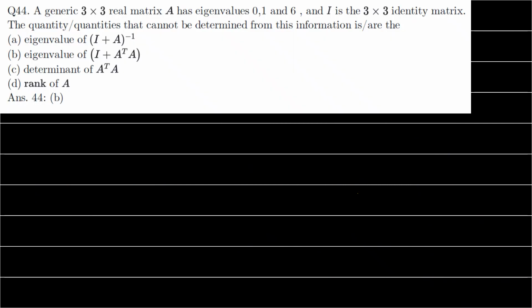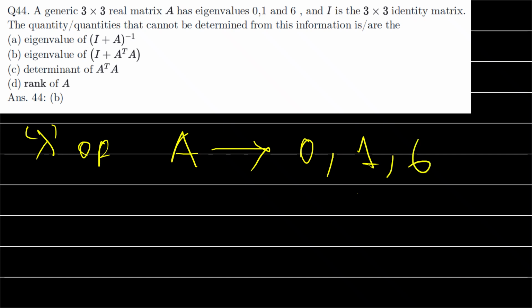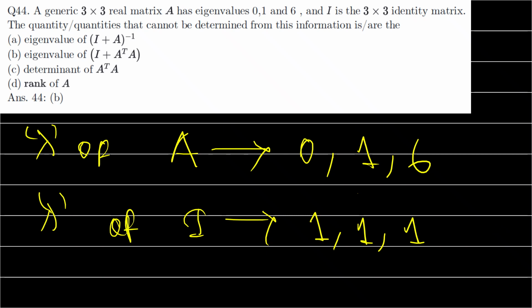Next, a generic 3 by 3 matrix A has eigenvalues 0, 1 and 6. So lambda of A is given as 0, 1, 6 and I is a 3 by 3 identity matrix, so lambda of I can be 1, 1, 1 obviously. The quantities that cannot be determined from this information are, okay, we have to check option by option. Now, first, eigenvalue of (I plus A) whole inverse.